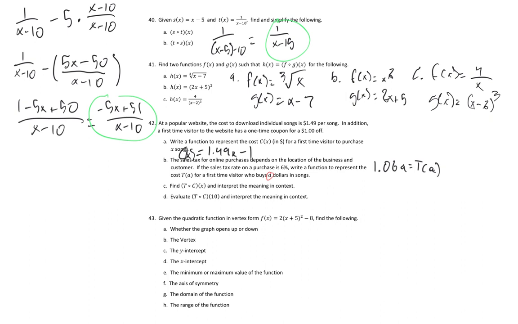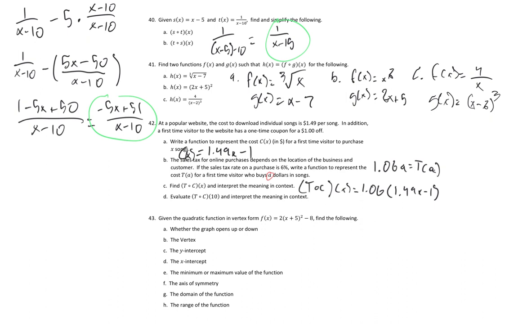Now I'll find T composed of C and interpret the meaning in context. So this means we're going to take T, we're going to plug in C. So let's do that, just like the earlier problems. Okay, so we have 1.06, but instead of A, we're going to plug in our function that we got for C. Okay, so there we go.